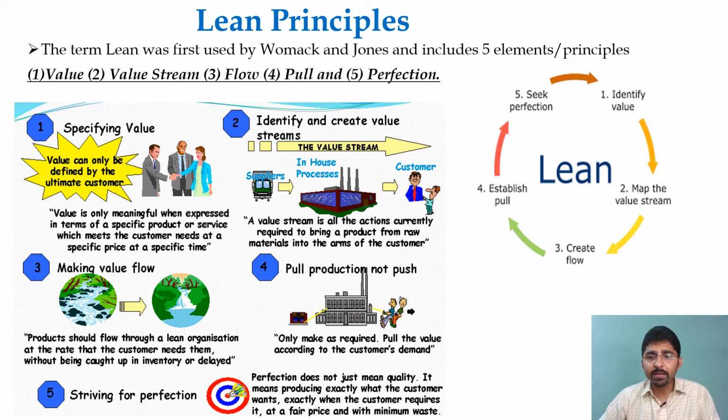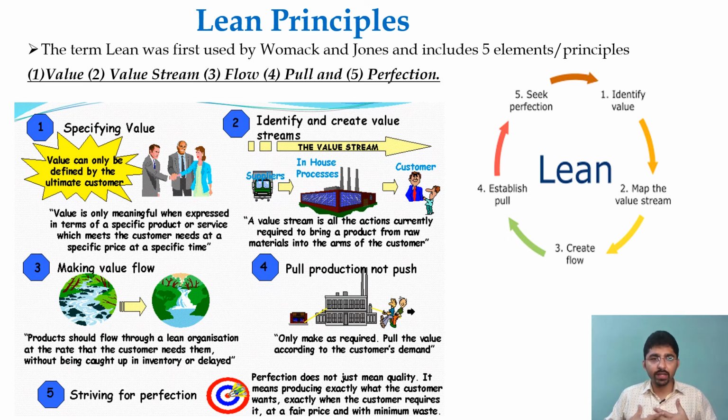So when it comes to value, what is this value? The value can only be defined by the ultimate customer. The value is those parts for which the customer is willing to pay. If I am going to produce a certain product, the product must bear certain attributes of quality for which the customer is going to pay. The customer is never going to pay for the non-value attributes of the product. So the first step is to identify the value.